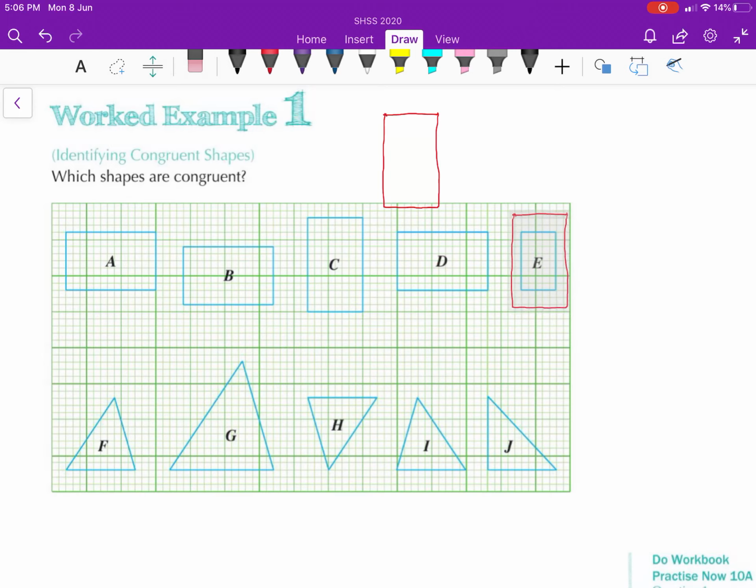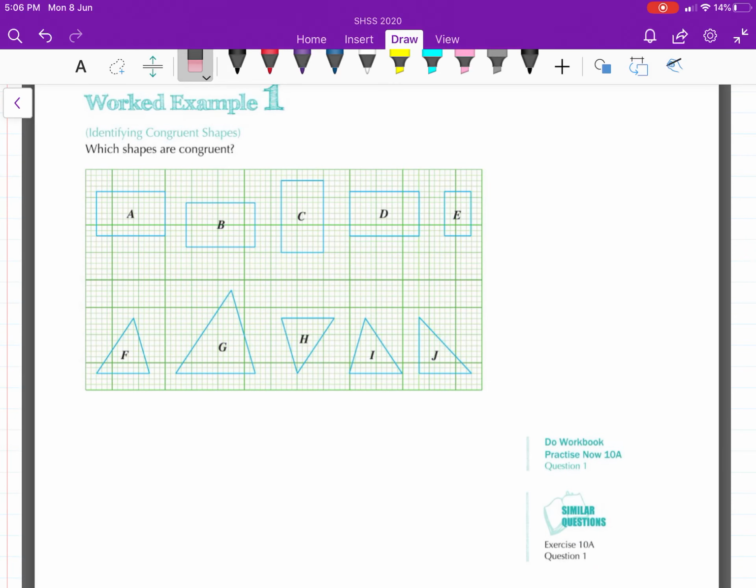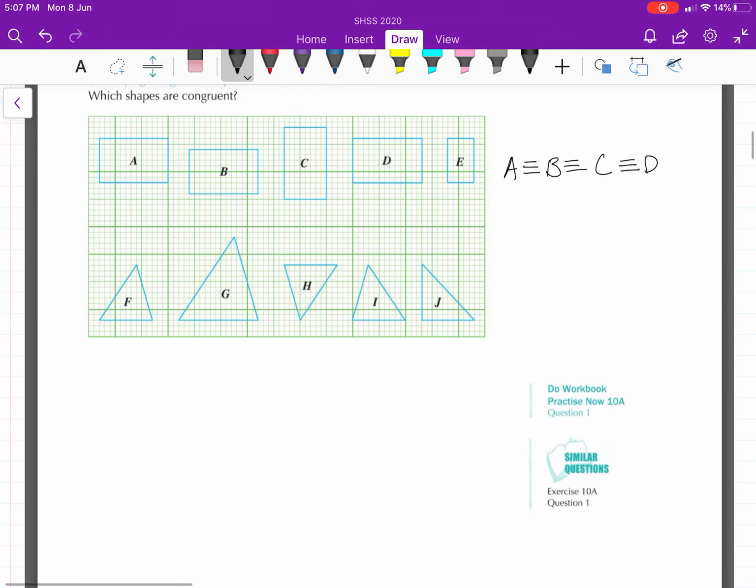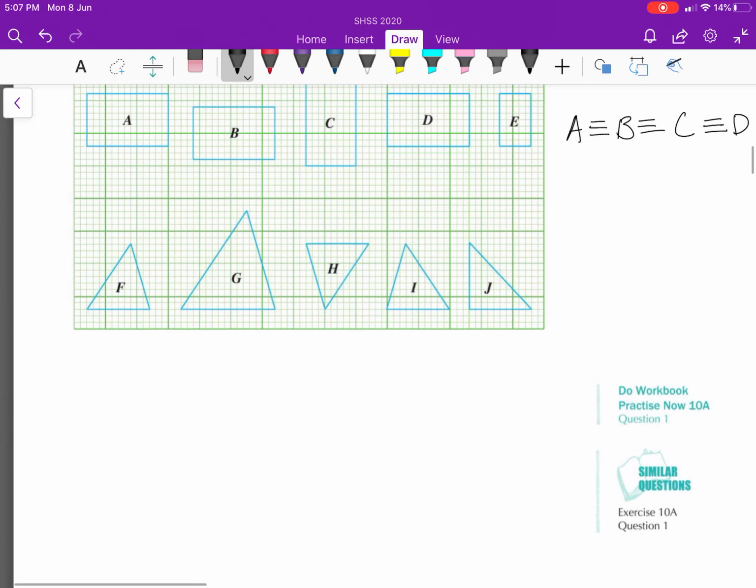Now, is E congruent? No. They are of a different size. So we know that A is congruent to B, which is congruent to C, which is congruent to D. But E is not. Let's take a look at F, G, H, I, J.